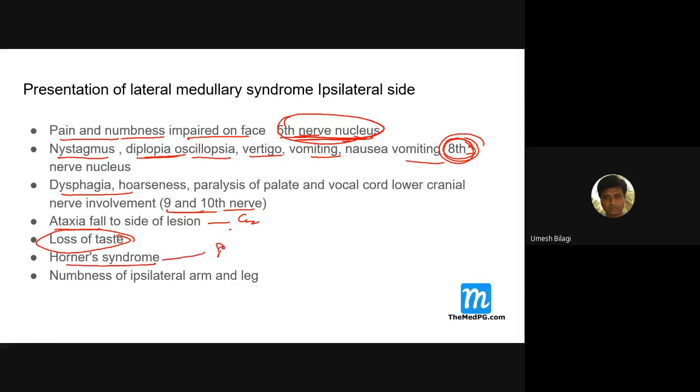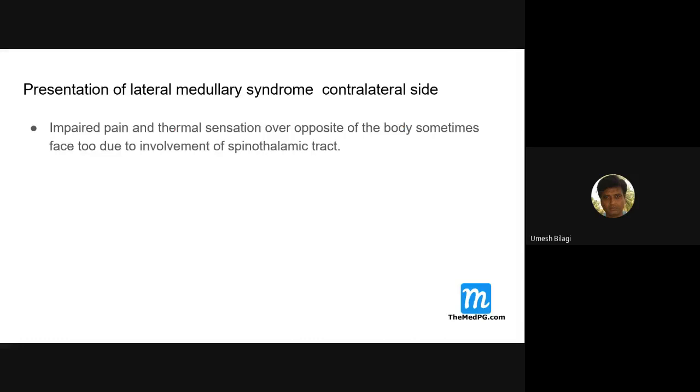Horner syndrome: there is involvement of the sympathetic nerve. There is numbness on the ipsilateral arm because of the posterior column, whereas contralaterally, on the body apart from the face, you get a loss of sensation due to the spinothalamic tract. So on the face, the pain is lost ipsilaterally, and on the body, it is on the opposite side. That is lateral medullary syndrome. So in summary, in lateral medullary syndrome, the posterior column is affected ipsilaterally.